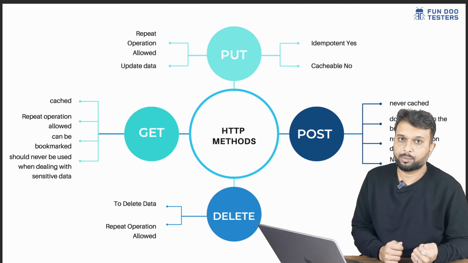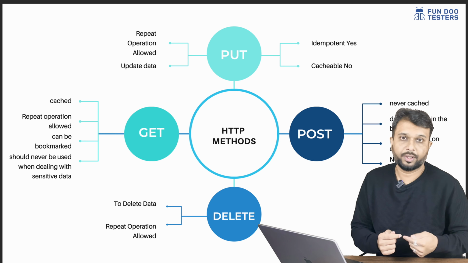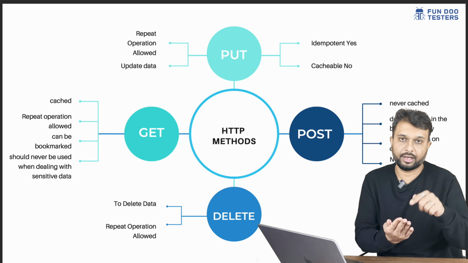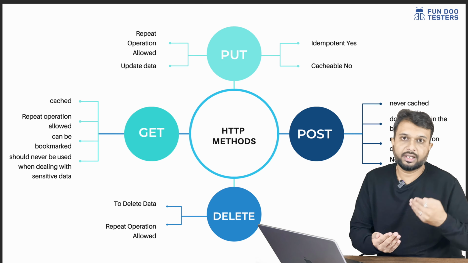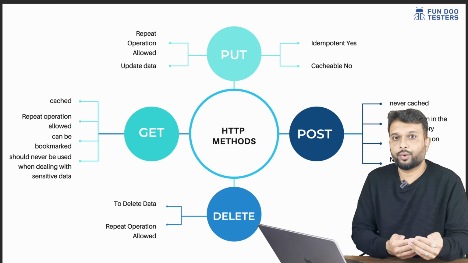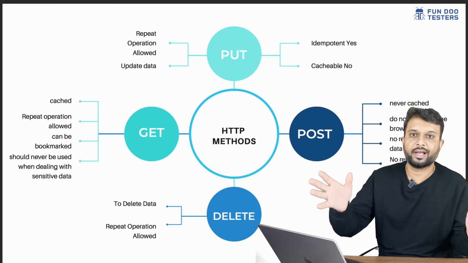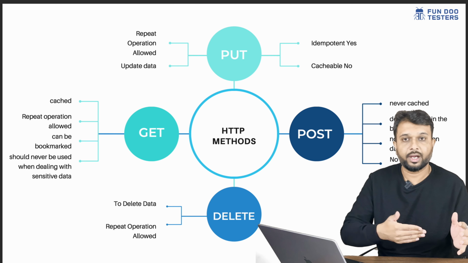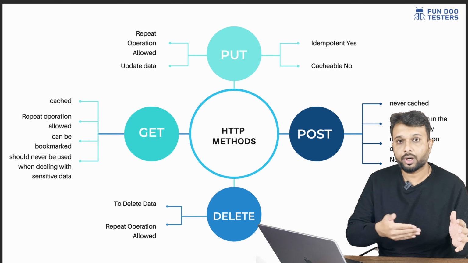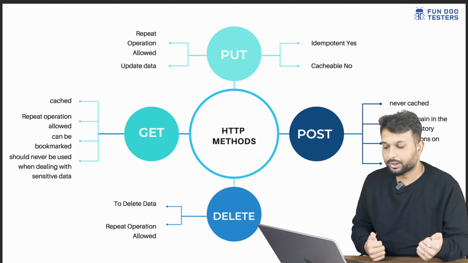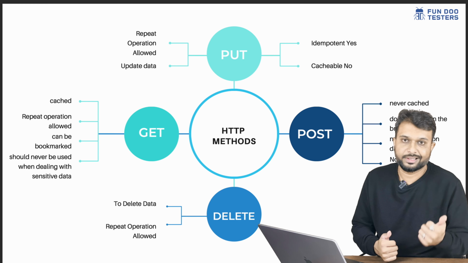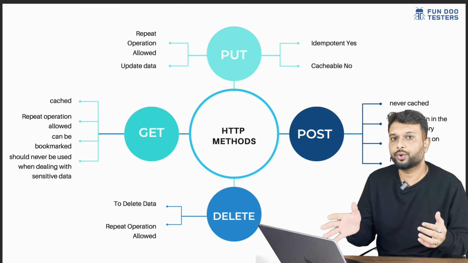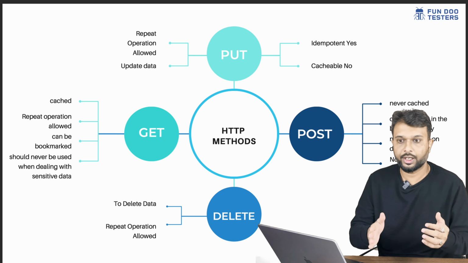Apart from that, a GET request is allowed for repeatable operations, which means we have posted something and we are seeing it multiple times, refreshing the page and retrieving the data, and it is not going to impact the server or anything. Nothing is going to happen on the backend side or the UI side. We are just fetching data multiple times. So we can perform a GET operation multiple times or repeatedly. Apart from that, a GET request can be bookmarked. Also, for sensitive data, as per standard methodology, we are not going to use a GET request. Let's move to the POST request.